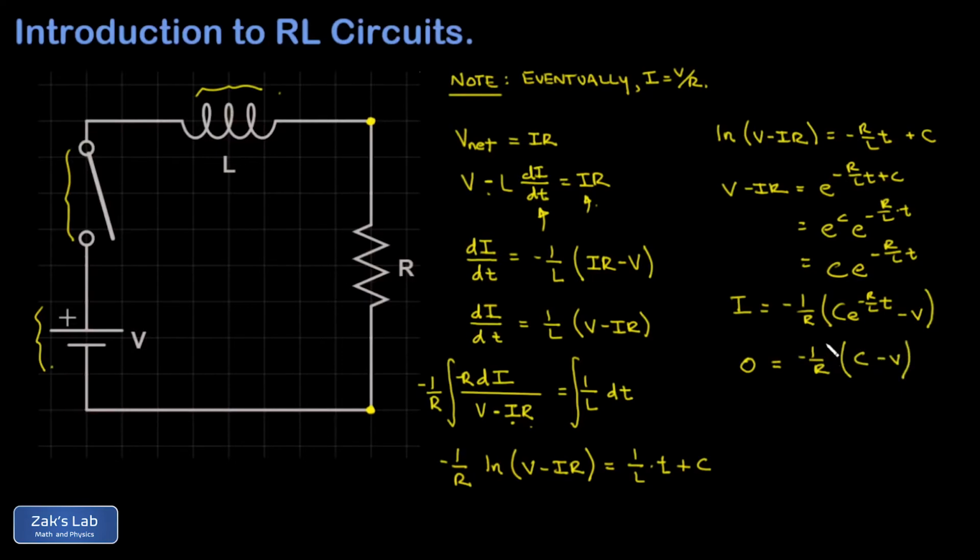I can divide out the 1 over R out in front. And in order for this to be 0, I see that c has to be equal to V. We plug that c into our current function, replacing this with a V.